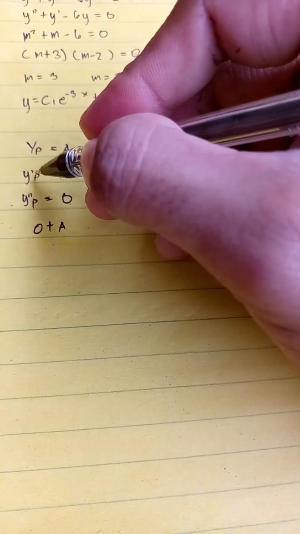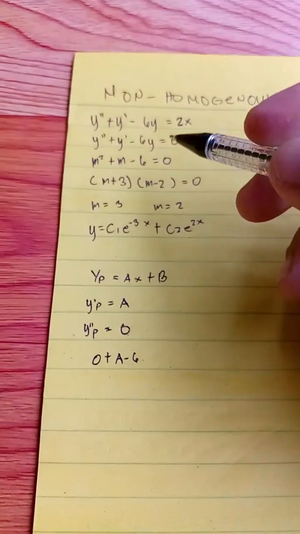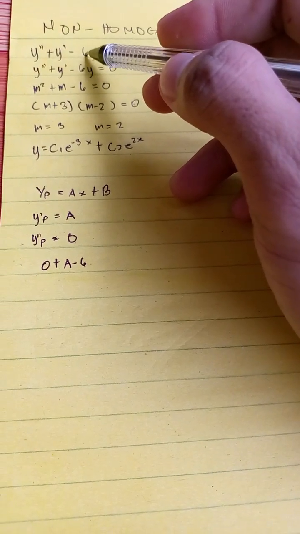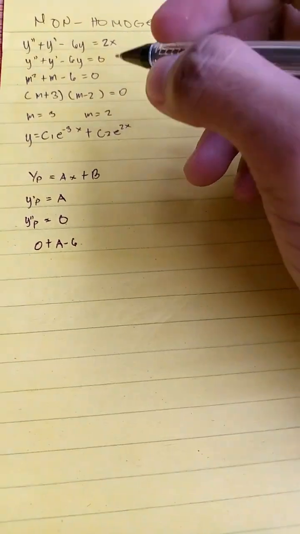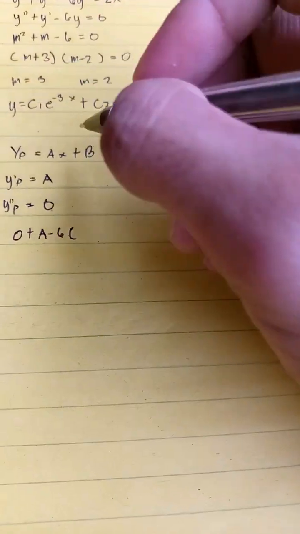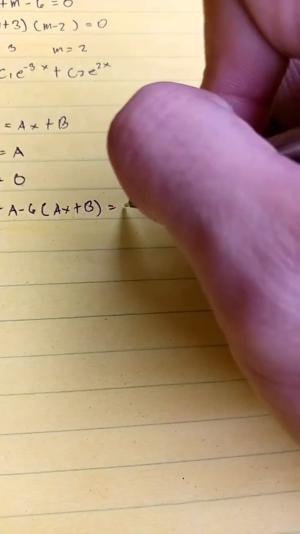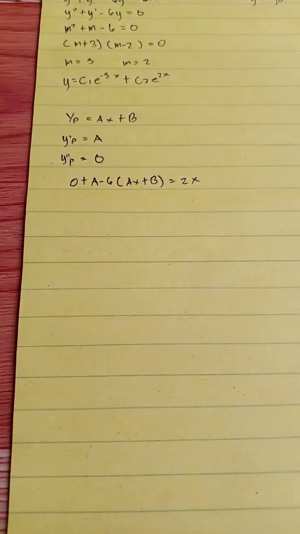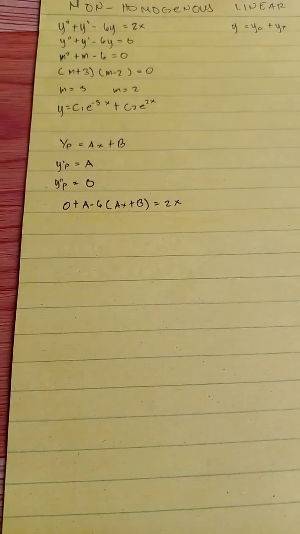So this is going to be 0 plus a, our first derivative, then minus 6, and that 6 came from our given equation, multiplied by our y, which is ax plus b, close parenthesis, equal to 2x. Then let's just simplify.